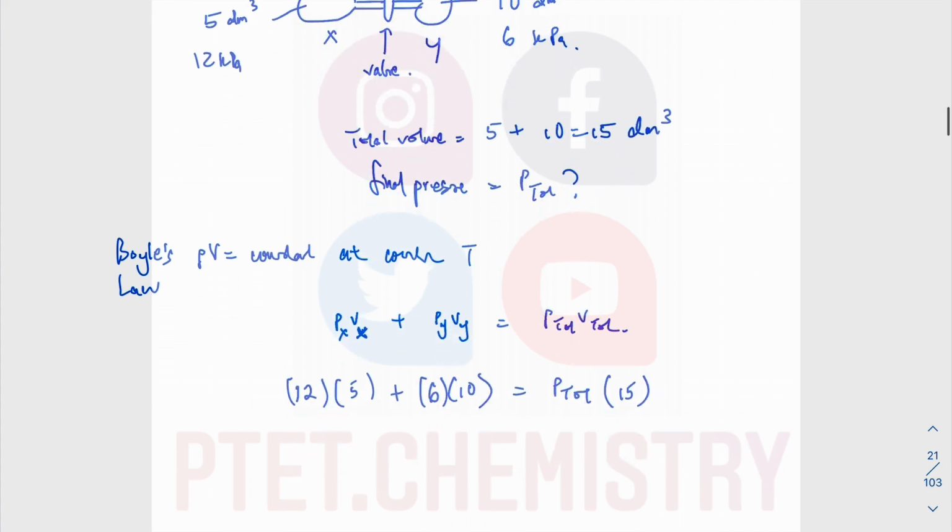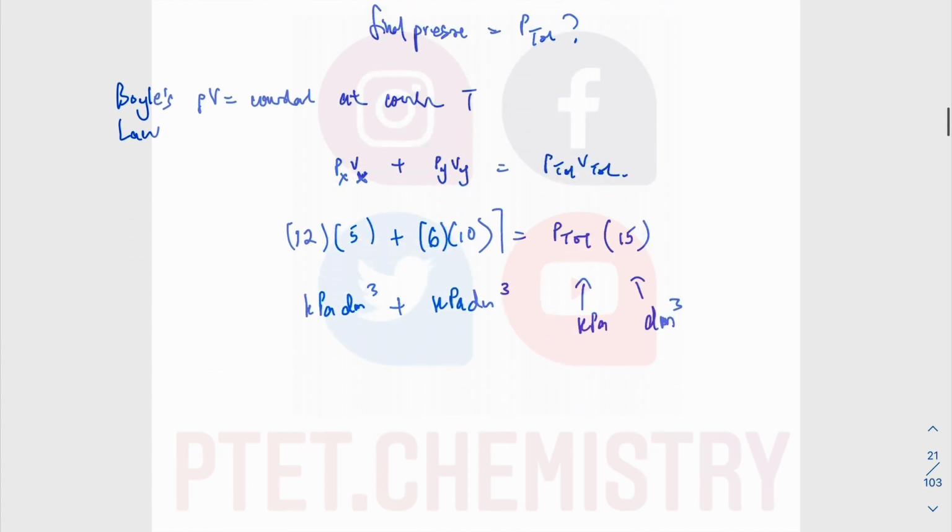So what I'm talking about is kilopascal dm3 plus kilopascal dm3. Then this would be kilopascal times dm3. So it's about the bookkeeping of the units, yeah. Anyway, if I do the maths correctly, I will get 12 times 5, which is 60, plus 6 times 10, which is another 60. So that's 120.